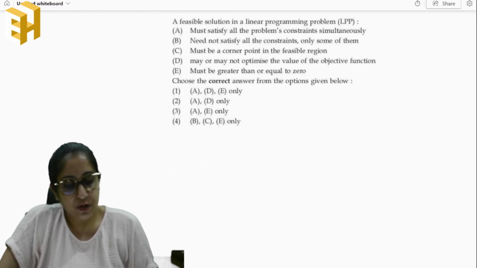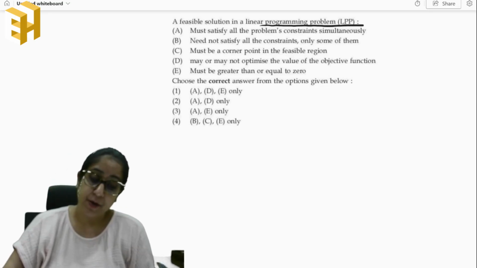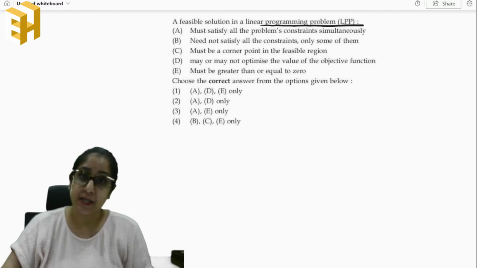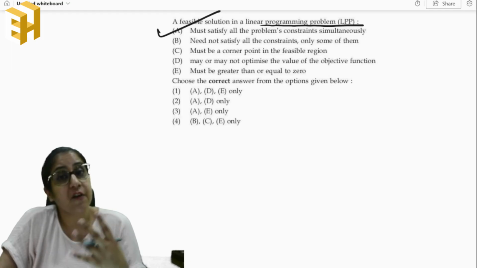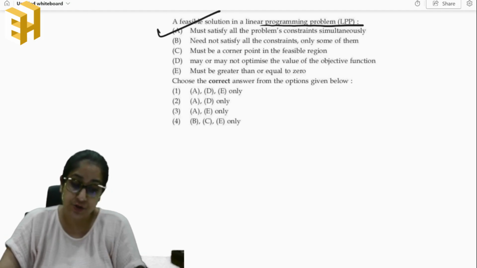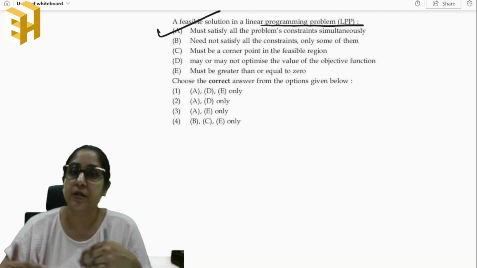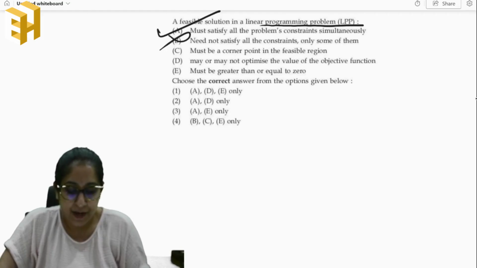A feasible solution in a linear programming problem must satisfy all the problem's constraints simultaneously. Yes, that is a necessary condition. You should satisfy all the constraints. B says it need not satisfy all the constraints, only some of them. This is just a contrast to statement A. So B is wrong, right? So we can strike out 4.